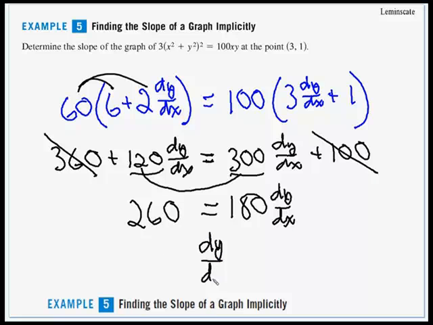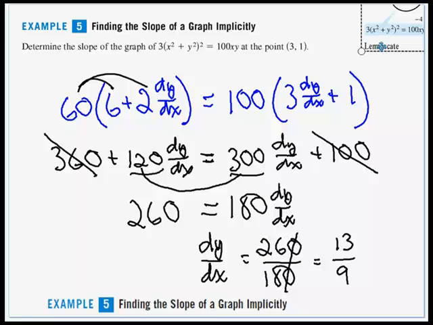dy/dx equals 180, or excuse me, 260 divided by 180. And it looks like we can simplify this down a little bit farther. Nice easy one. The zeros will just drop right off. And then we have 2 even numbers. We can at least pull a 2 out of there, and we're down to 13/9. And that is the correct answer. That is the slope at that given point.